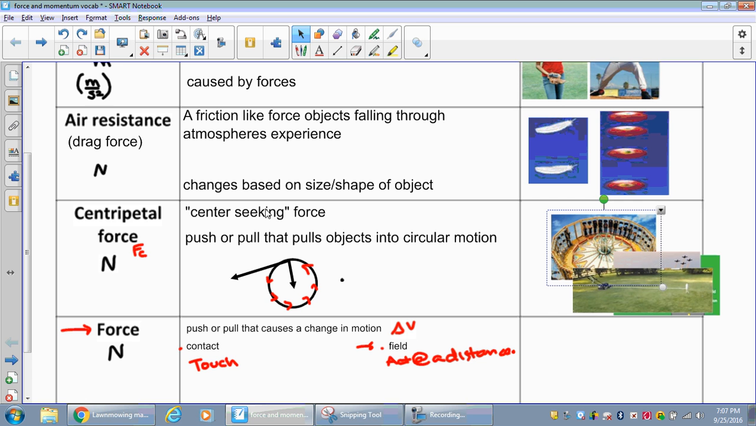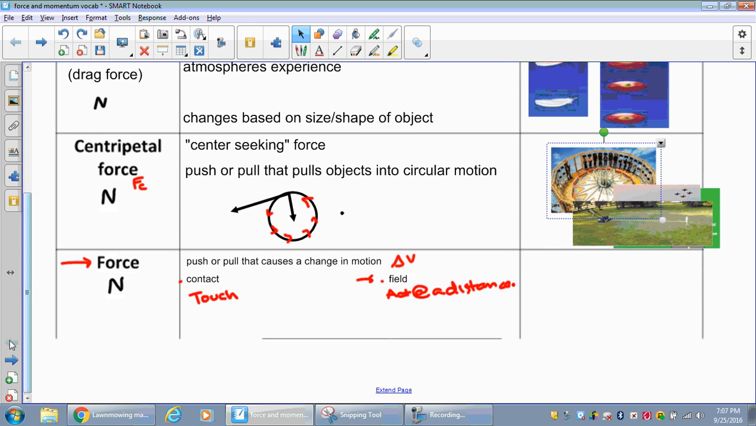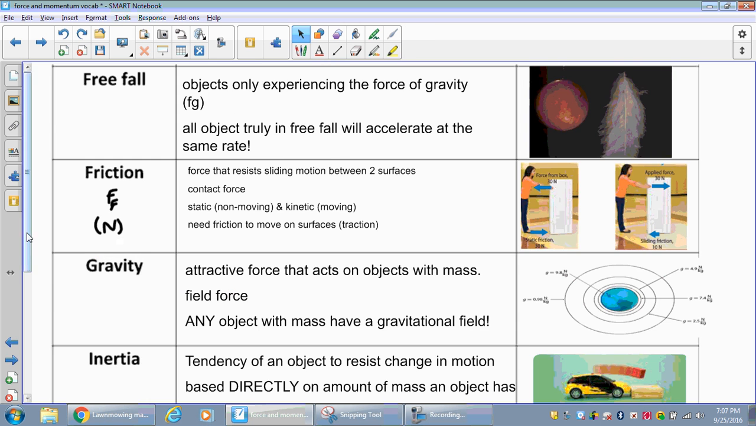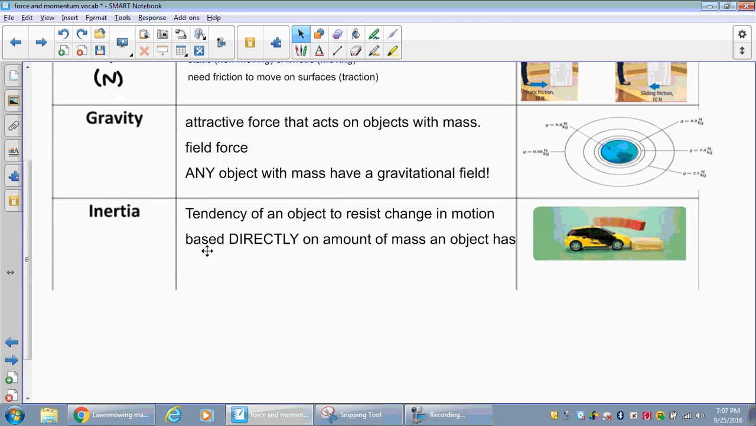All right, moving on. We're going to kind of move along a little bit. Remember, you can pause this if you need to. Now, a really big part of the equation of force is this term we've learned about before, inertia, which is a tendency of an object to resist change in motion.